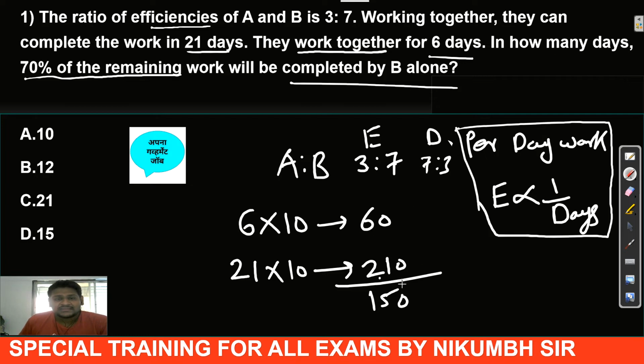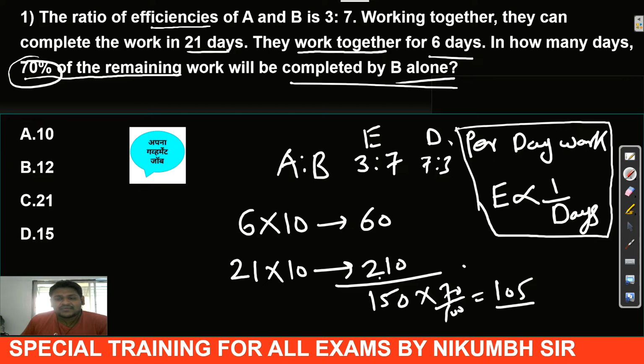Now see, here you will make the mistake in your exam hall. Because you will directly do 150 divided by B's per day work. The trick in this question is nothing but this 70%. If you miss it, you will go wrong, so you have to find 70% of 150 first. What is 70% of 150? 150 into 70% is 105 only. So to complete this 105, how many days would B alone take? The per day work of B is 7 units.